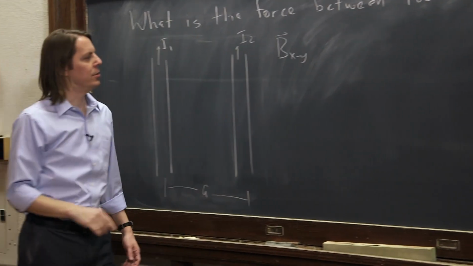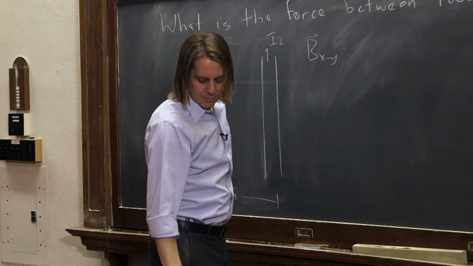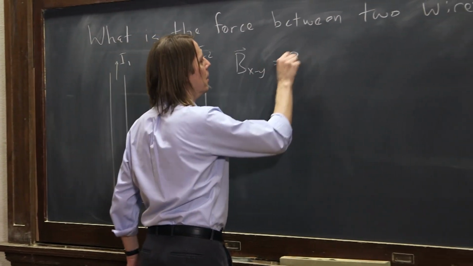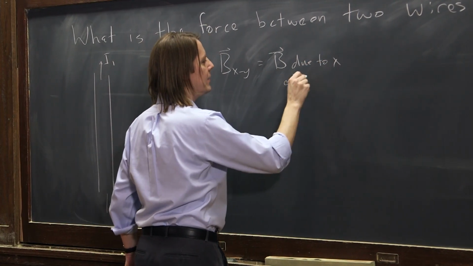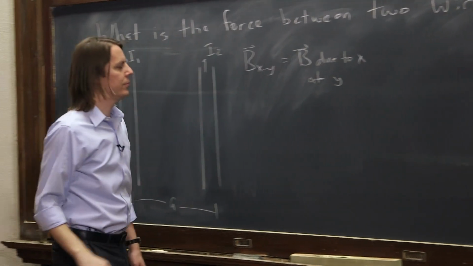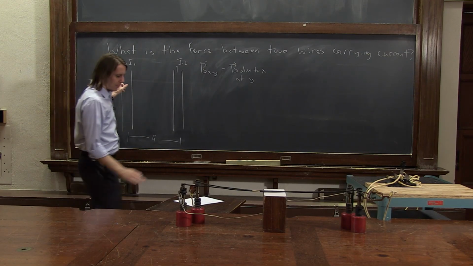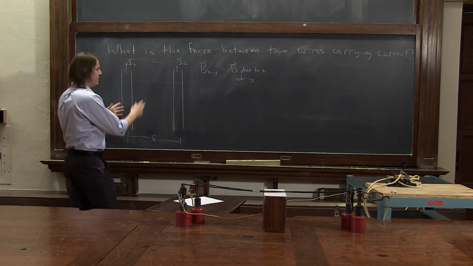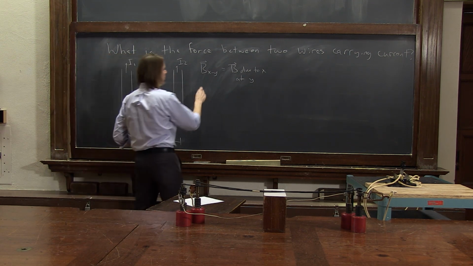And the notation that we're going to use is B x-y, where that means B due to x at y. So the first one we should calculate is what is B12? What is the magnetic field created by 1 at the position of 2?